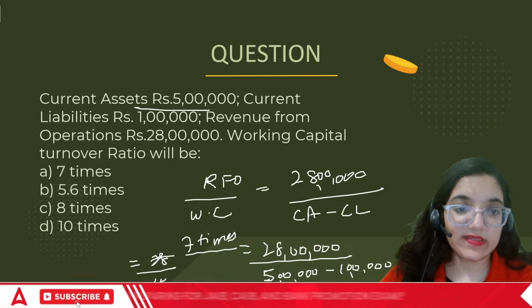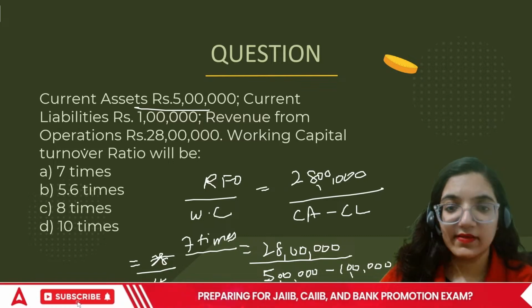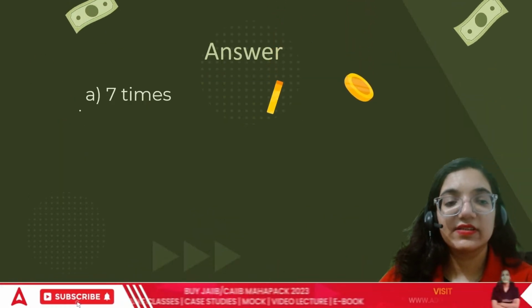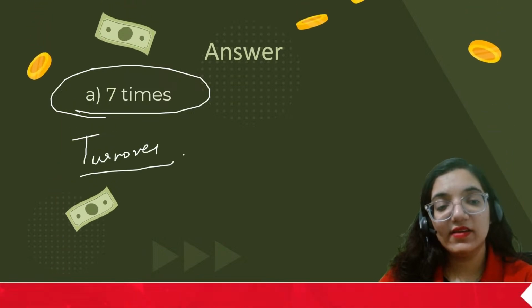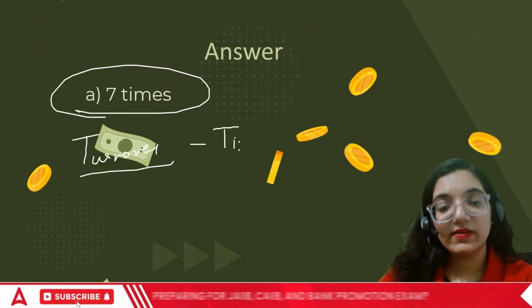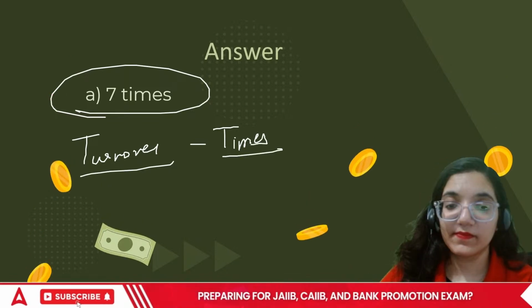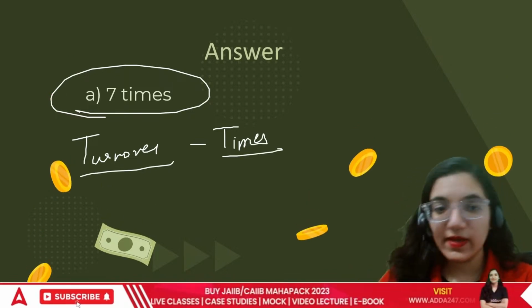So in this case, the correct answer is 7 times. All the turnover ratios are expressed in times. Okay? Another question.